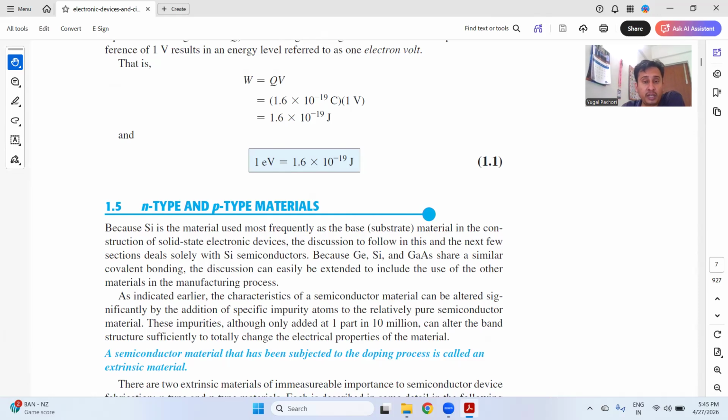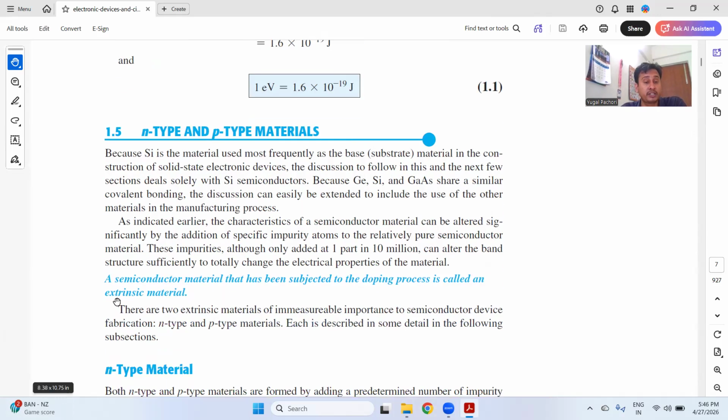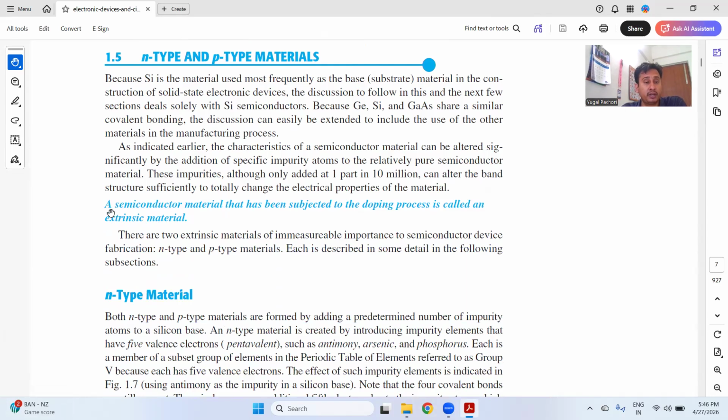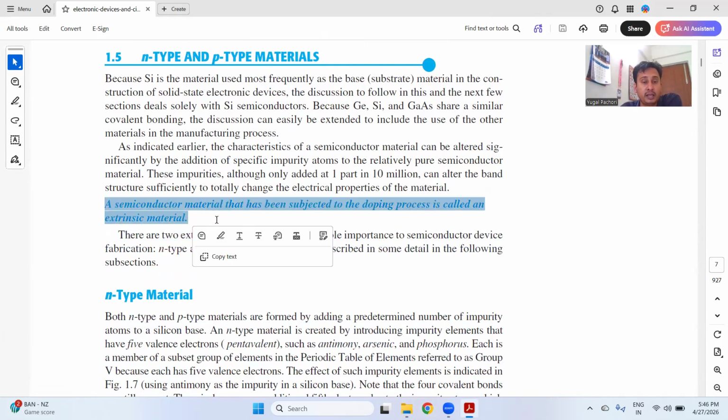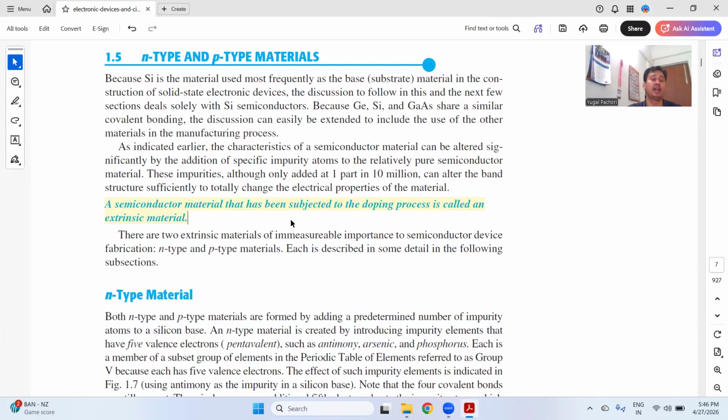And on the basis of the impurities, there are two types of material, that is N-type and P-type, which is written in this blue colored heading. Now, understood? First is intrinsic, then extrinsic. Extrinsic is further divided into two types, N-type and P-type. Now, let me read the statement for you. This particular statement, let me bring the pointer for you. A semiconductor material that has been subjected to doping is called an extrinsic semiconductor. You can easily get the point from over here, and I have highlighted this point as well. So you can reread it.